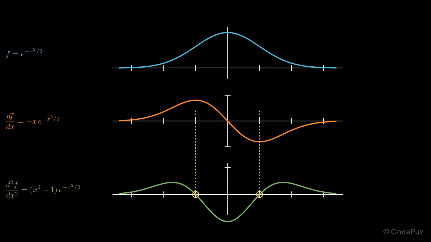Draw those 2 crossings straight up to the top curve. They land on the bell's shoulders, the precise spots where its bend reverses. And on the normal distribution, those points already have a name you know. The standard deviation, left and right. The bending of the curve is where the statistics live.